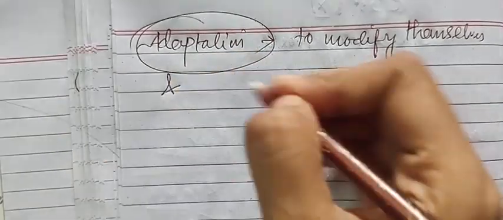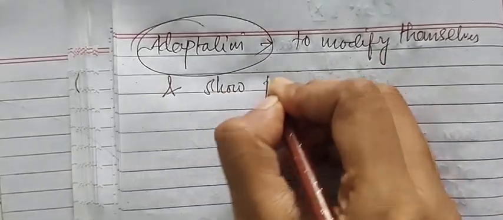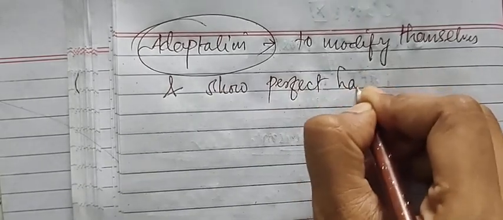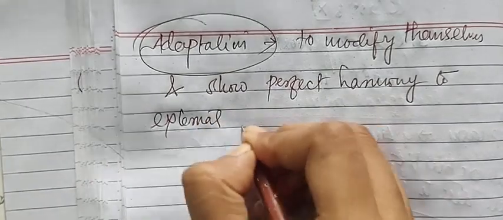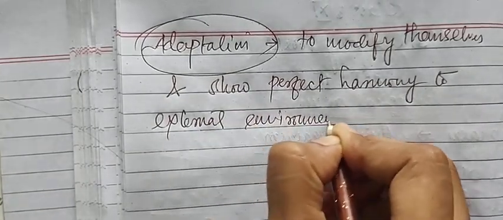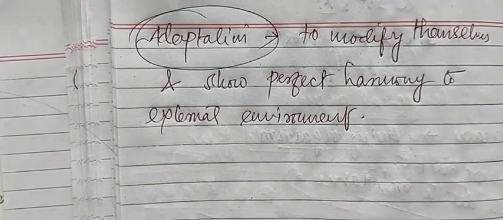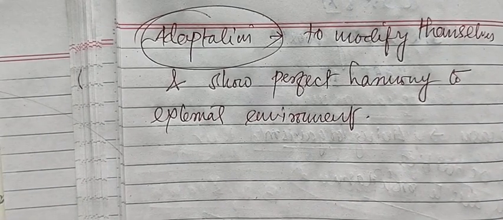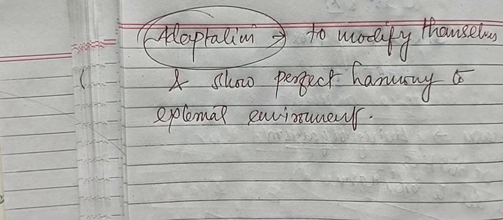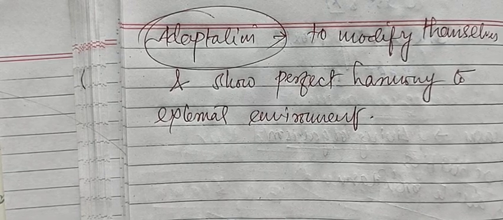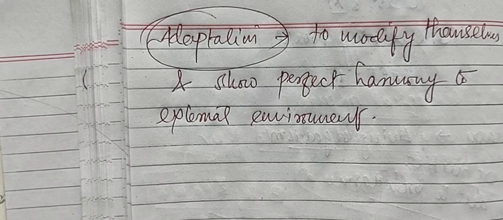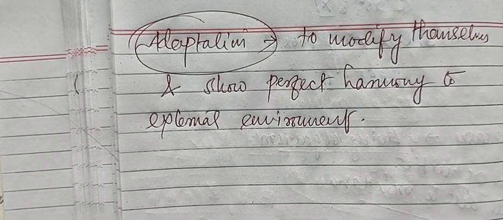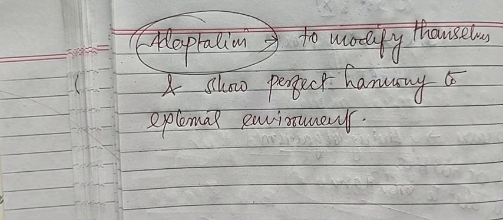and show perfect harmony to the external environment. Just like that, right now the weather is very hot in the outside environment, but we are adapting. Similarly, in the winter season also, if the outside climate is very cold, at that time also we adapt. So this is called the adaptation process, to modify ourselves and show perfect harmony to the external environment.